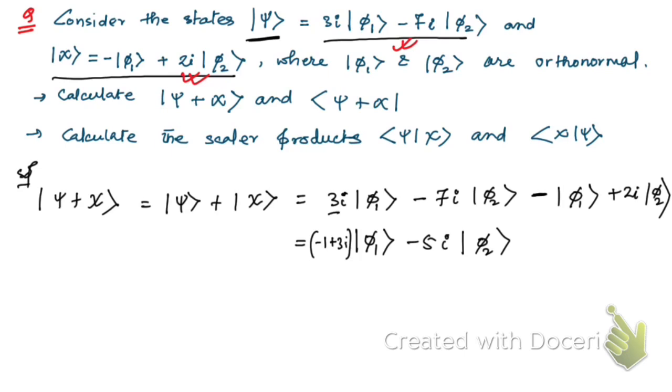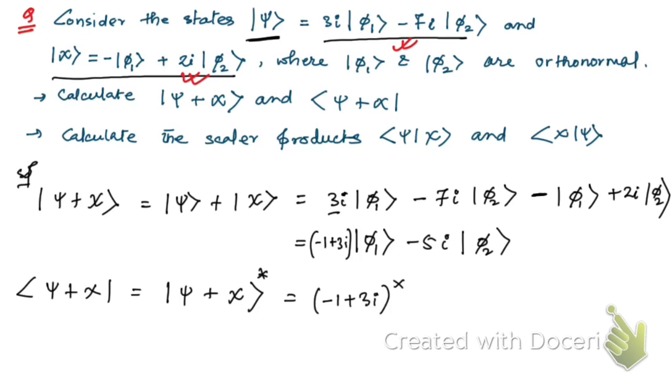This is the result. Now we need to find the bra of the sum of these two vectors, psi and chi. So how to do that? This is nothing but the complex conjugate of this, right? So let's take the complex conjugate of this one. So minus 1 plus 3i, its complex conjugate is going to be equal to bra phi 1, right?